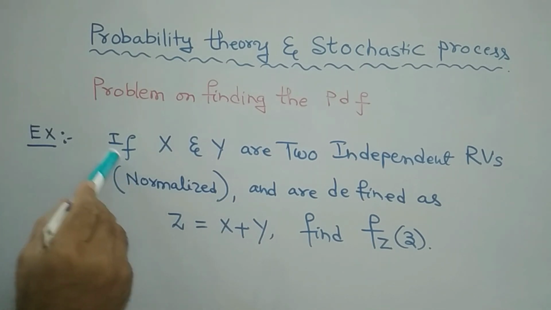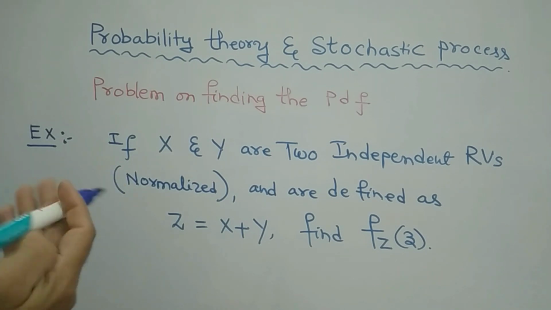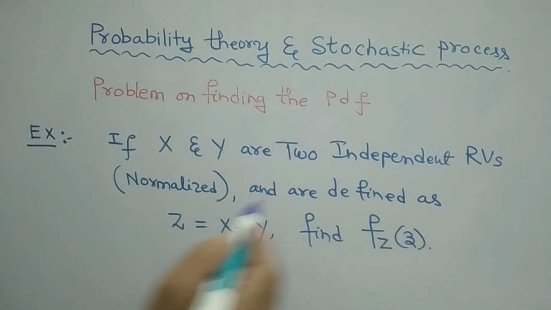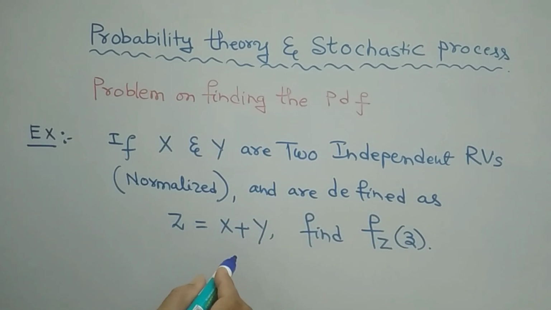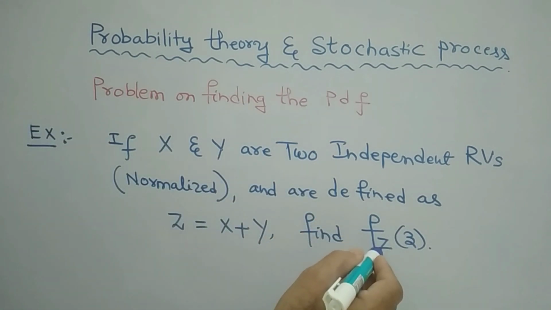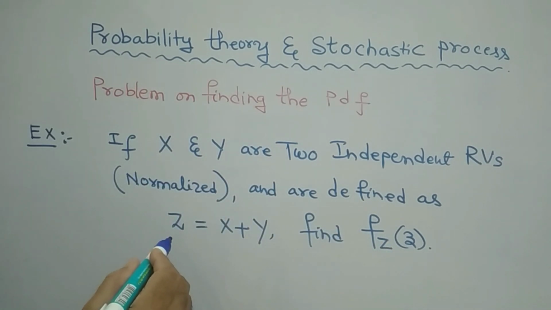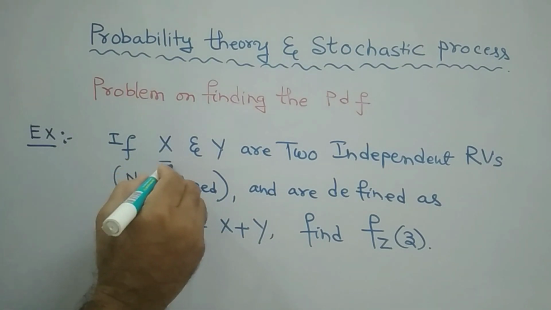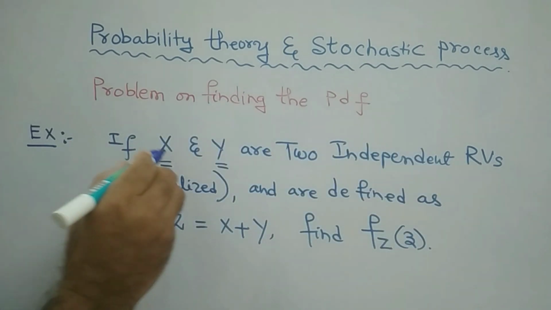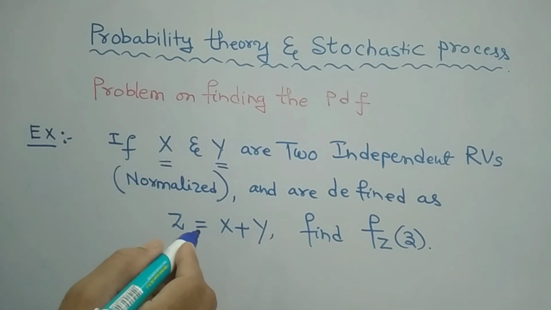It is given that x and y are two independent random variables, normalized random variables, and they are defined as z is equal to x plus y. Then find f_Z(z). What is f_Z(z)? The probability density function of the random variable z, right? So given that x and y are two independent random variables, they are normalized random variables, both are independent, right? That is the very important condition to remember.